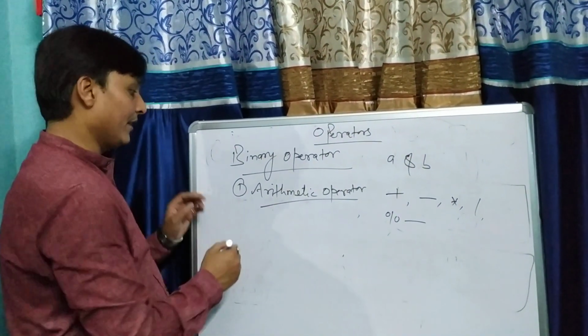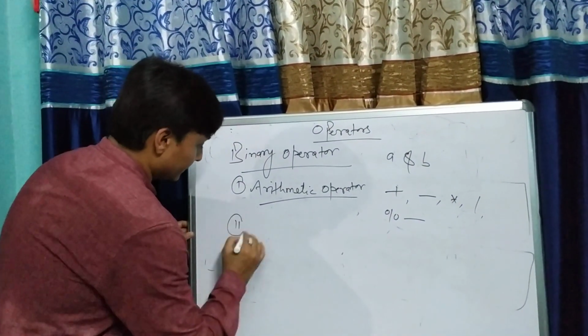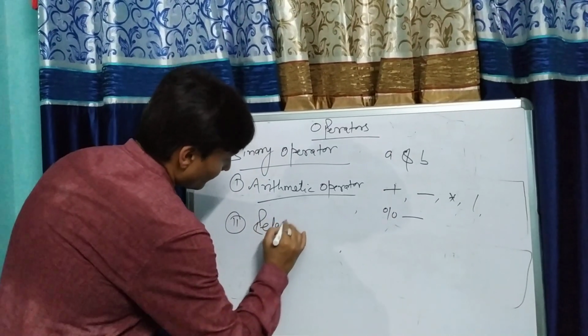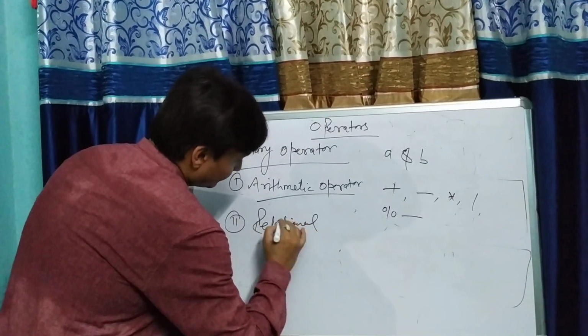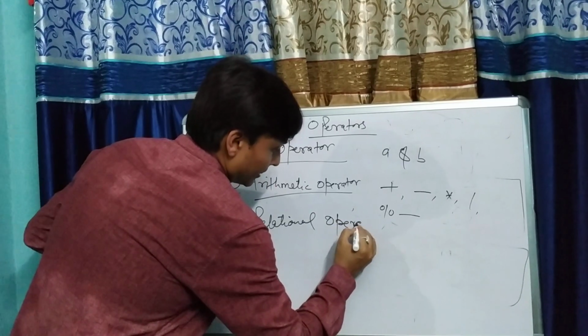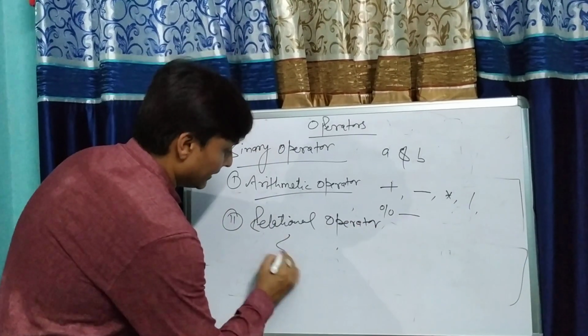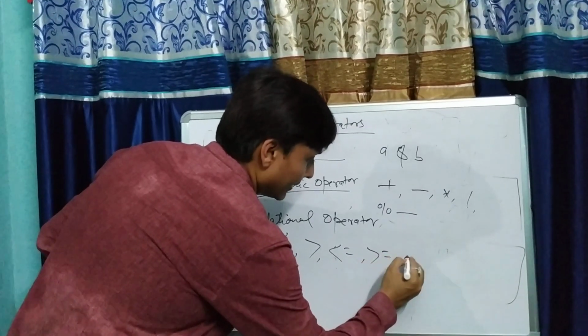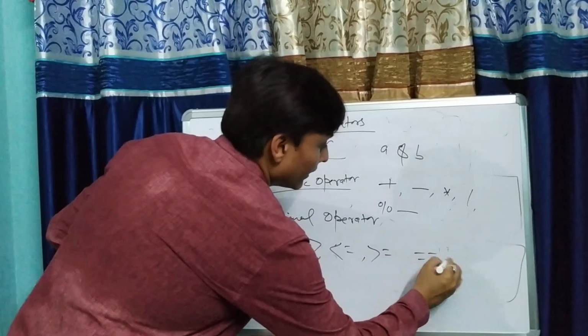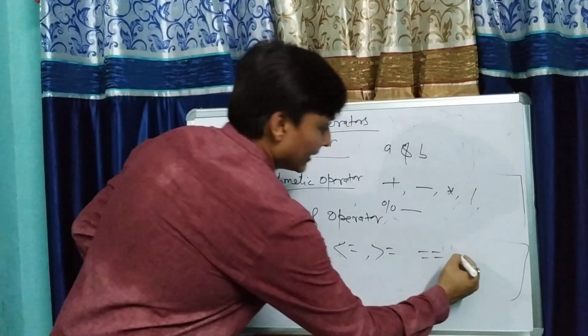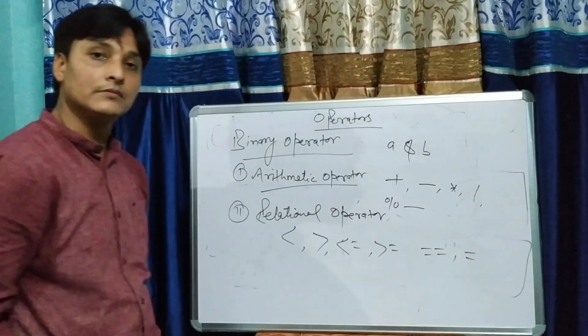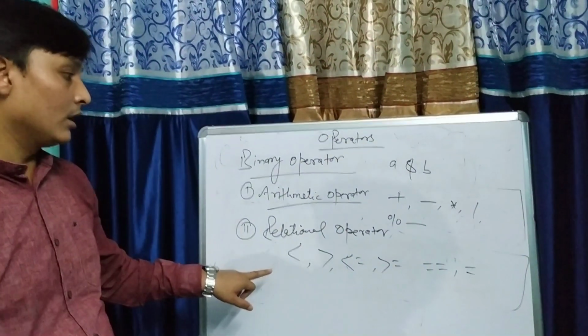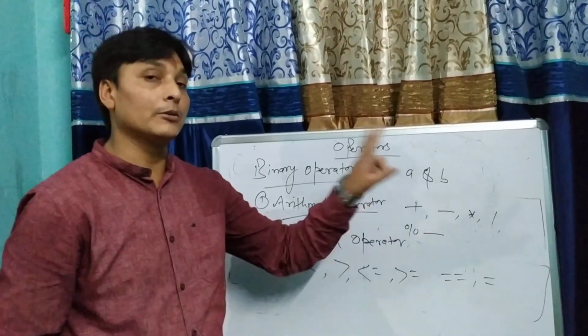Clear? We have relational operator, in which we will cover less than, greater than, less than or equal to, greater than or equal to, you can say, and single equal to. Less than, you guys know. Of course, these operators require 2 operands.